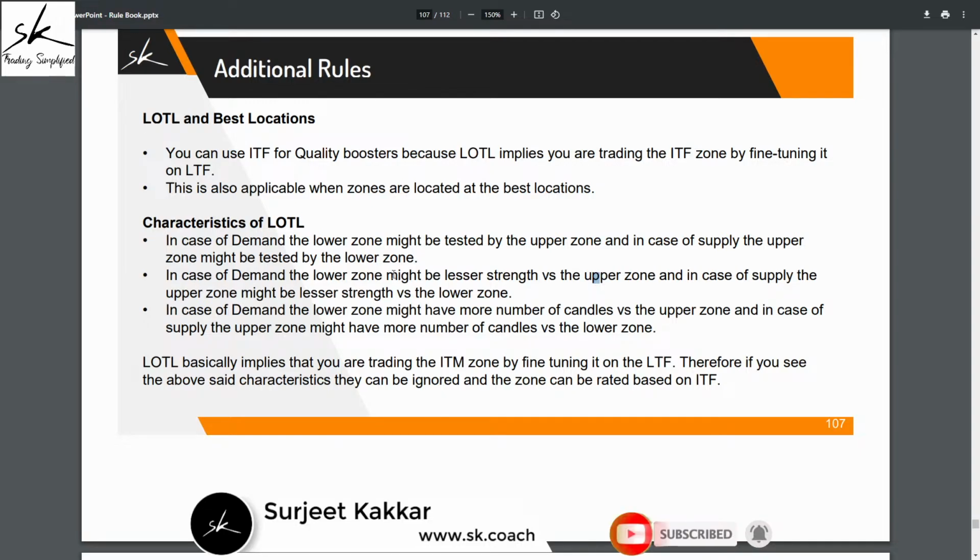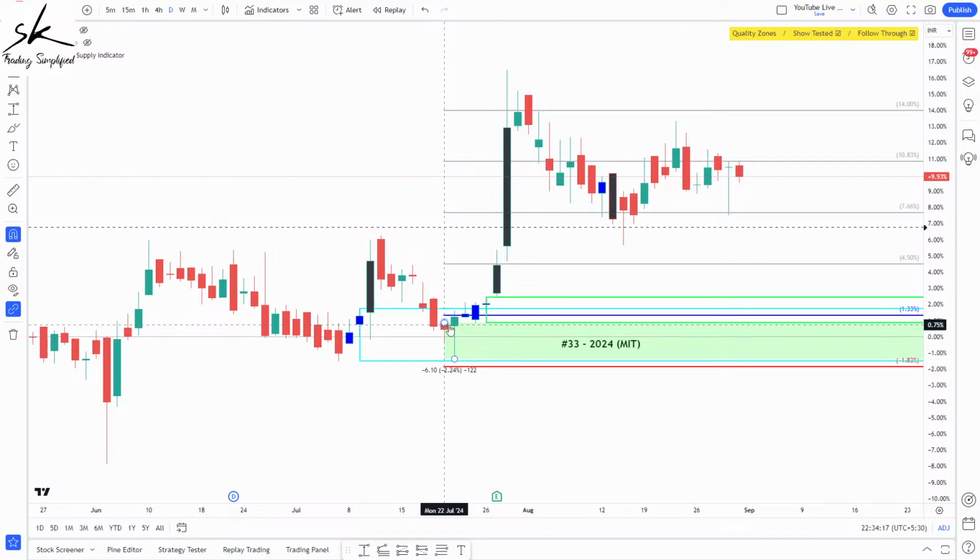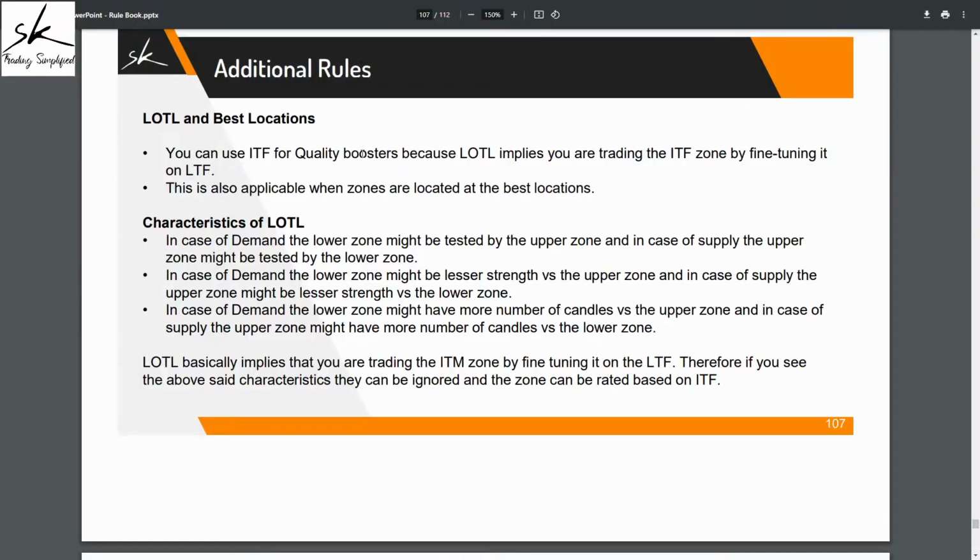Next is, in case of demand, the lower zone might have lesser strength versus the upper zone, which we can also see here. The lower zone does not show any strength. The upper zone shows us amazing strength. That is also one of the characteristics. But based on the lower zone not showing us very good strength, we gave it a score of 0.